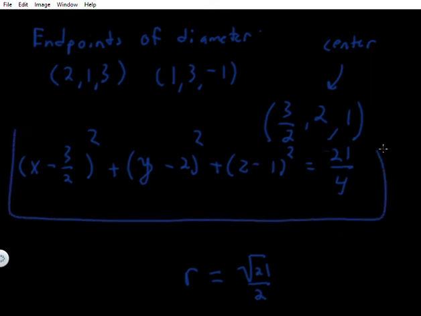And if you want to check our answer, put these points into a calculator real quick. I'll do that. That's 2 minus 3 over 2 squared, plus 1 minus 2. I probably could just do this in my head, but I'm a little lazy, sorry. 3 minus 1 squared. And sure enough, it is 21 over 4. So yeah, you could do that for the other endpoint, but I'm very confident that we got the right answer. So this would be it.